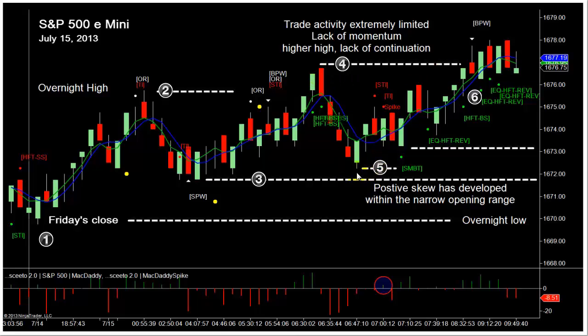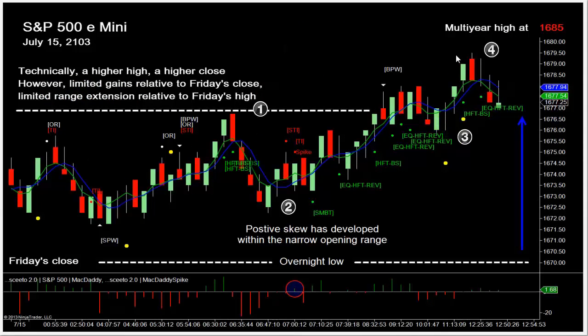If you had not bought the low on the pullback, the second opportunity to get long was here when the S&P pulled back to 1673. If you missed the opportunity to get long on that pullback, the last chance was to buy the breakout at or near 1676. This is the trade that I posted in the Trade Status Monitor. I went long at this point, anticipating that the S&P would go on and make a higher high.